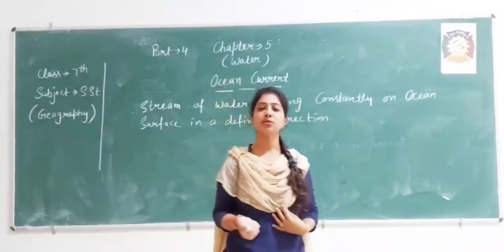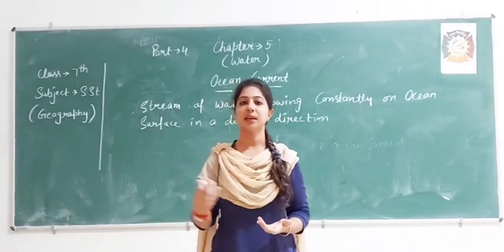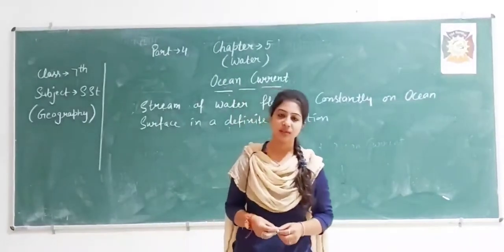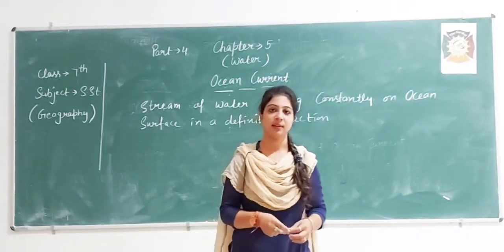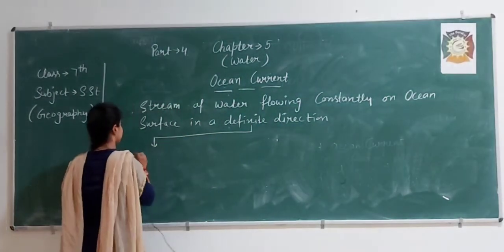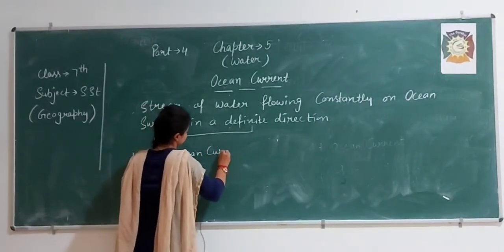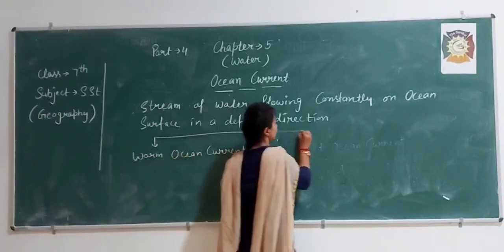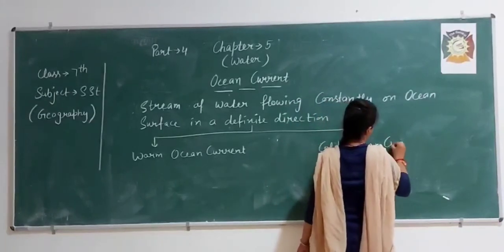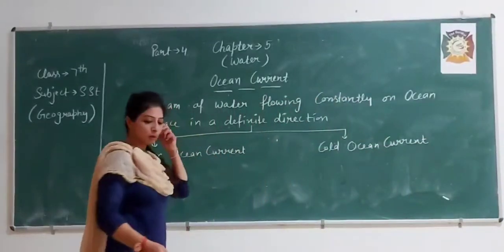Okay, why are we using the word current here? Because as electric current moves, in the same way water also moves. So that's why we are using the word current here. Okay, so there are two types of ocean current. First is warm ocean current and cold ocean current. What is warm ocean current and what is cold ocean current?